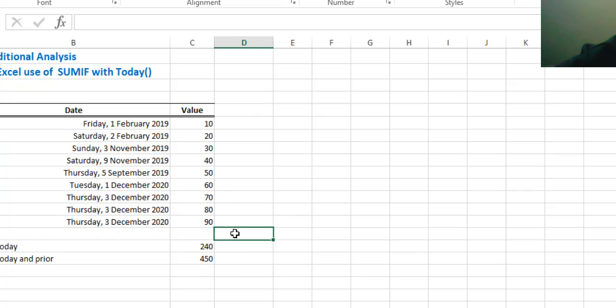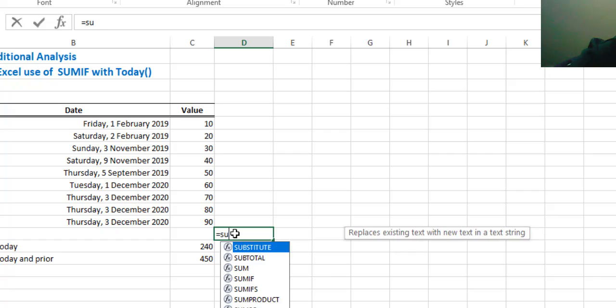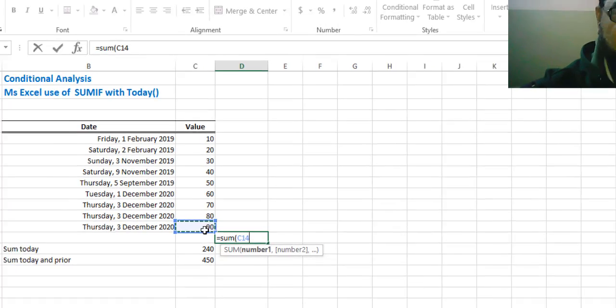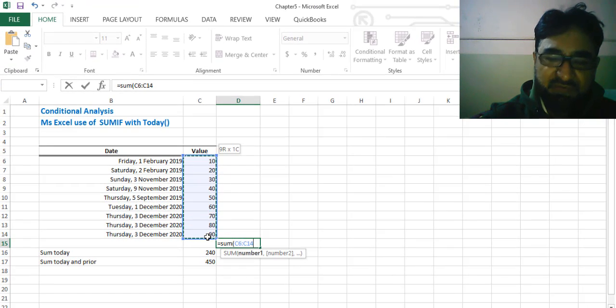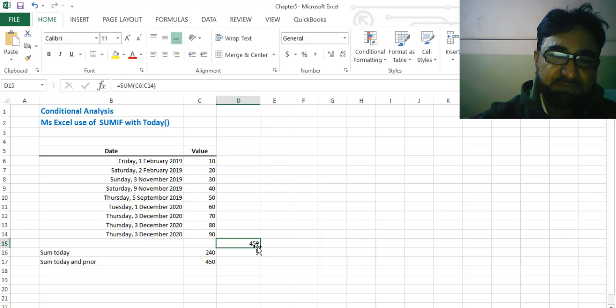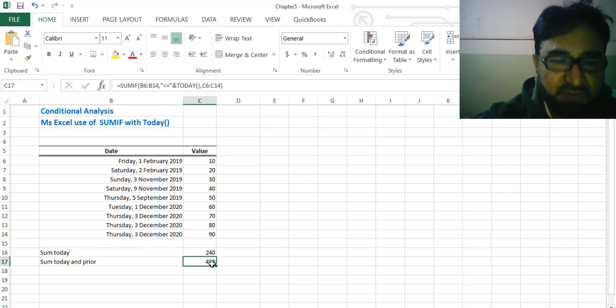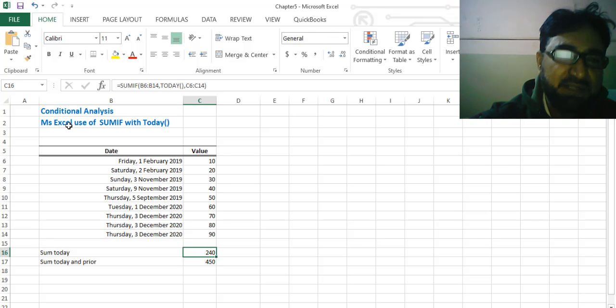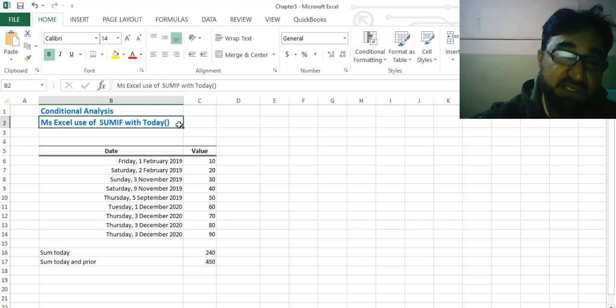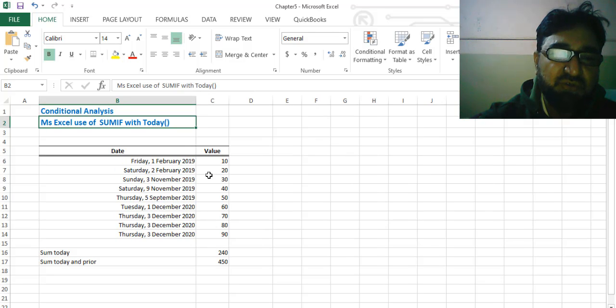So if we want to see whether this data is equal to 450 or not, here is 450, we can see 450. This means this formula is working correctly. So far so good. We learned here how to use SUMIF with the TODAY function. We'll be learning more about using these conditional operators with the date function.